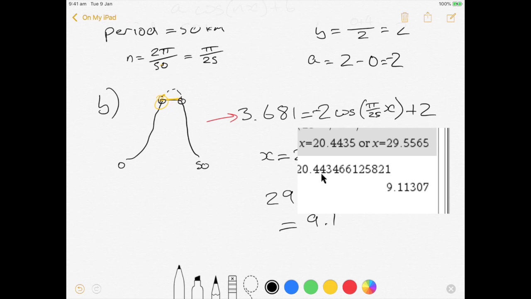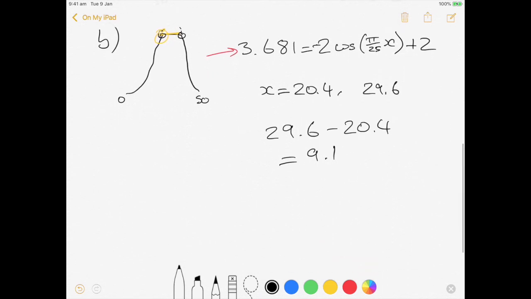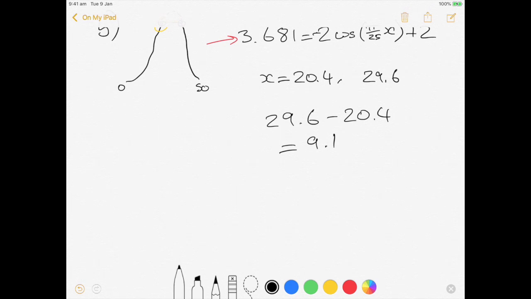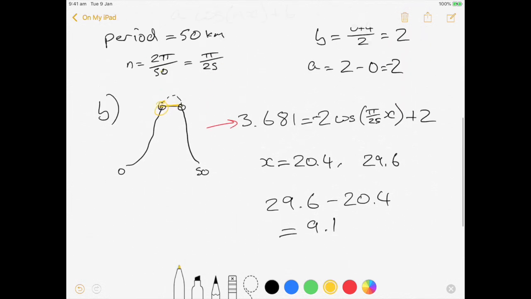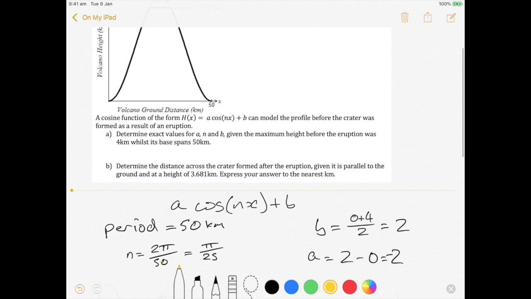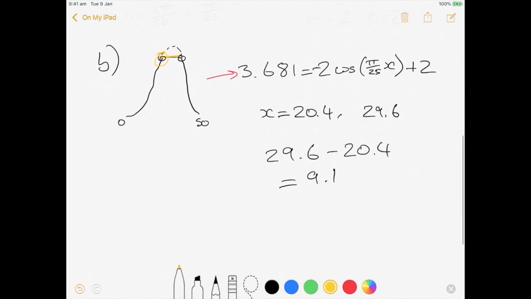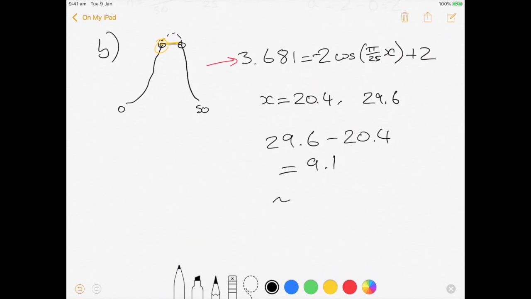It always pays to do the subtraction with exact values rather than the rounded to one decimal place. All this is sort of academic though, because the question actually asks us to express our answer to the nearest kilometre, and so we can say that that distance is approximately 9 kilometres, and we have answered the question.